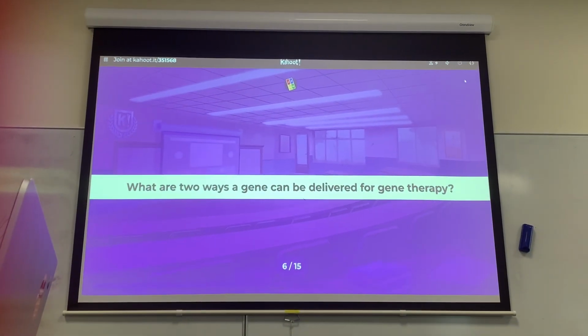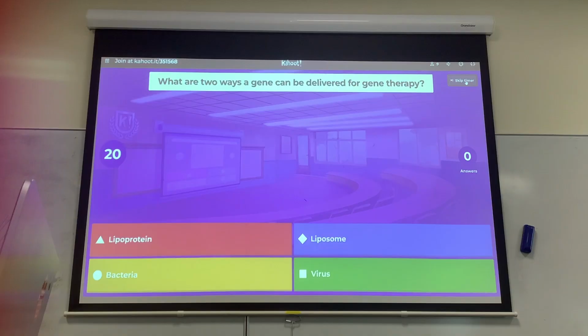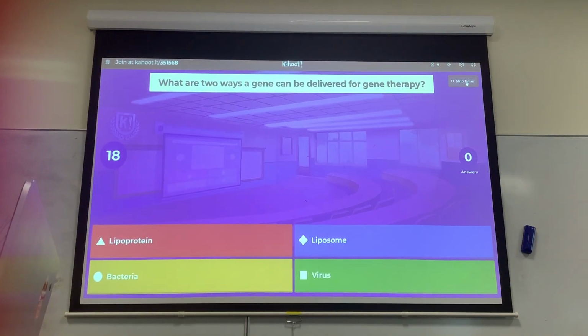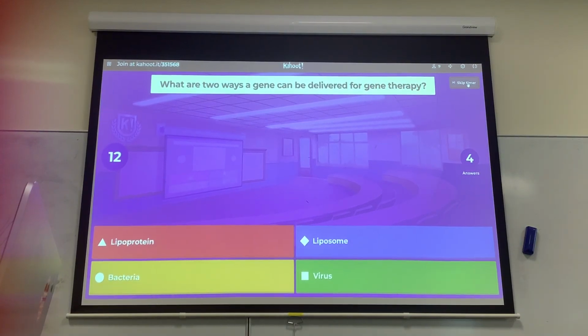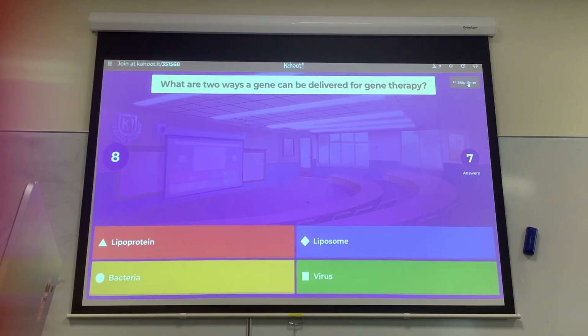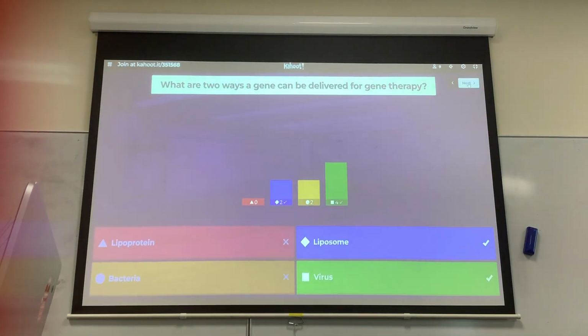What are two ways a gene can be delivered for gene therapy? I think it's the virus. The virus is the most likely, yes. I think you're right, actually. Liposome and virus.